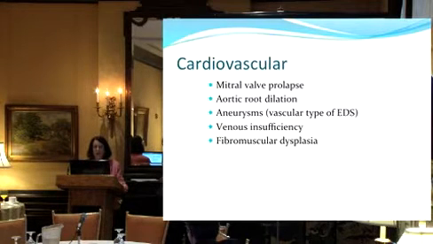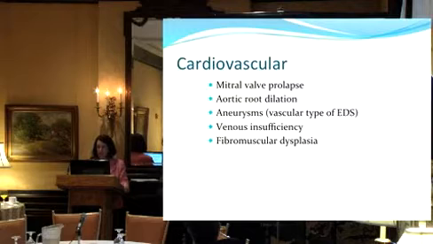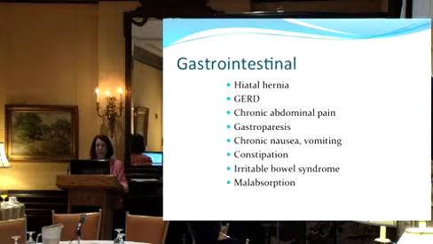In the cardiovascular system, we see mitral valve prolapse and aortic root dilation, which does not usually progress to a serious or life-threatening situation. Aneurysms are present in the vascular type of EDS, and Dr. Tinkle will discuss this in a little greater detail. Venous insufficiency and also fibromuscular dysplasia may be seen in these patients.